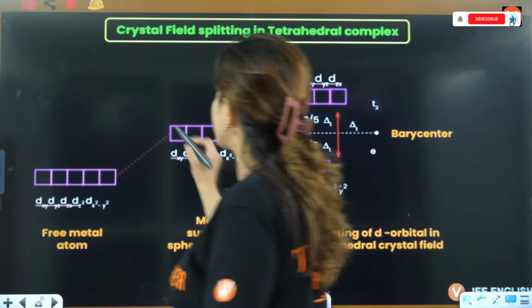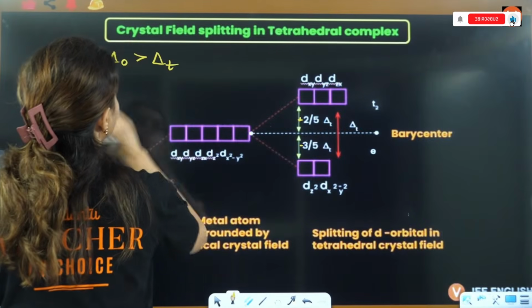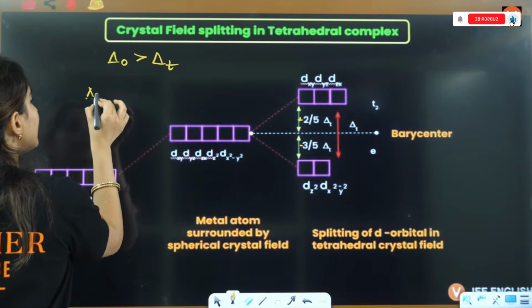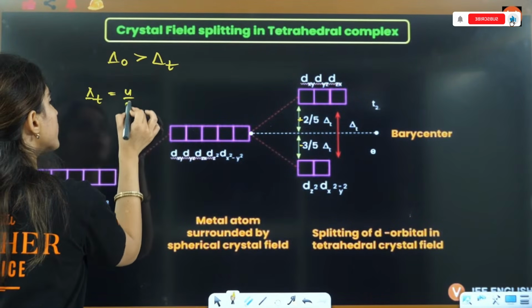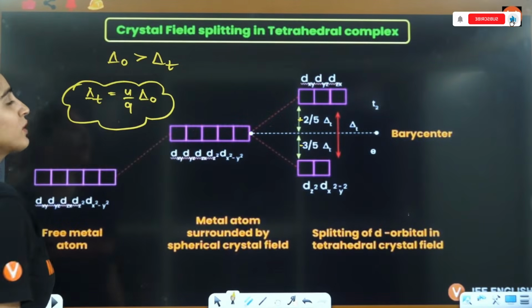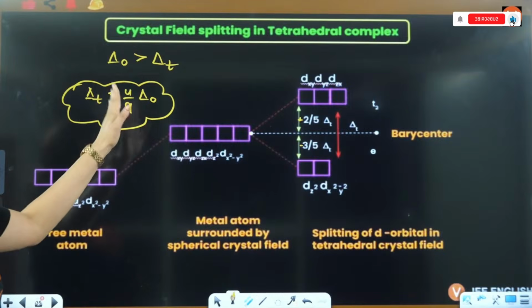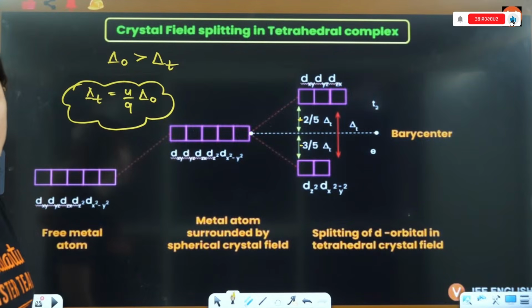And always remember, delta O splitting energy is always greater than this. Delta T is approximately 4 by 9 of delta O. That is very, very important, right? Okay, delta T is almost half of delta O, right?